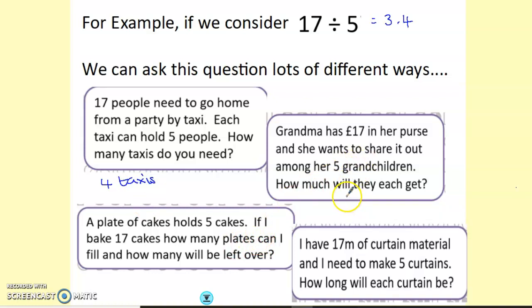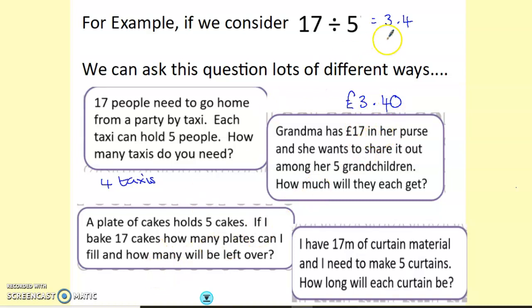Second one, Grandma has £17 in her purse. How much is each person going to get? We never really see an amount of 3.4, although I have started to see them in some places on different menus and things. But we really shouldn't. It should be £3.40.